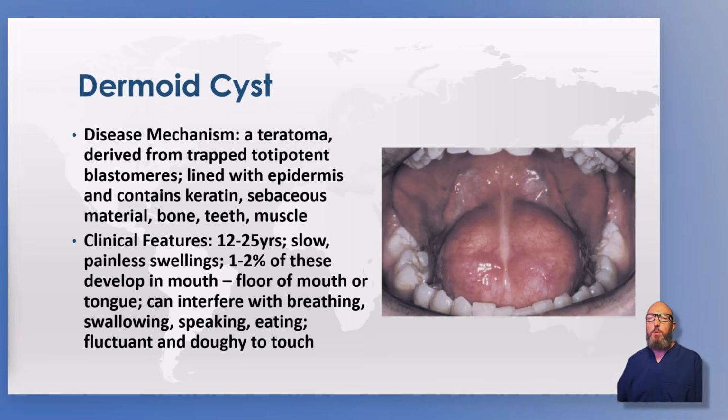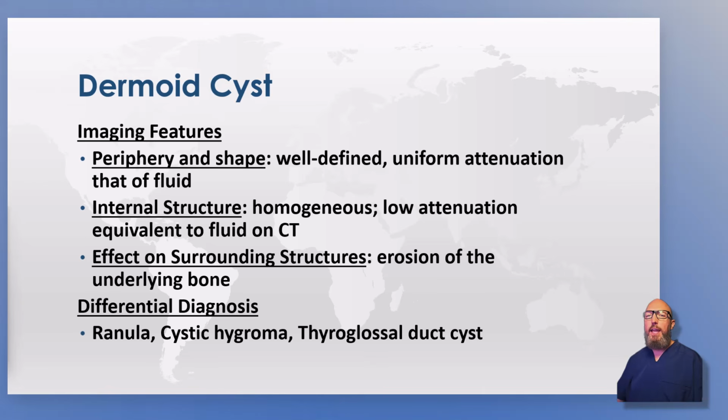And when they do, it's in the floor of the mouth, or in some cases the tongue, where they can interfere with breathing, swallowing, speaking, and eating. Going to be fluctuant and doughy to palpation in most cases. On imaging, it's going to be well defined and uniform. Typically, it'll have a fluid attenuation. So if you're looking at a CT, it'll be hypodense. If you're looking at MRI, it might be bright on T2. And then in some cases, just like with the nasolabial cyst, it could erode into underlying bone.